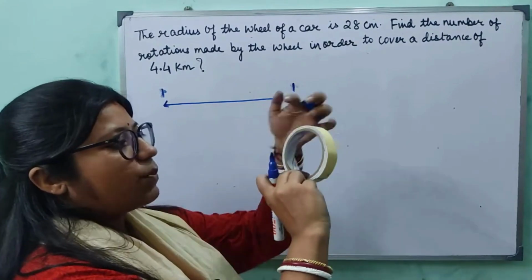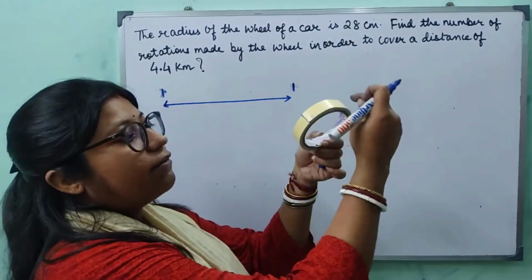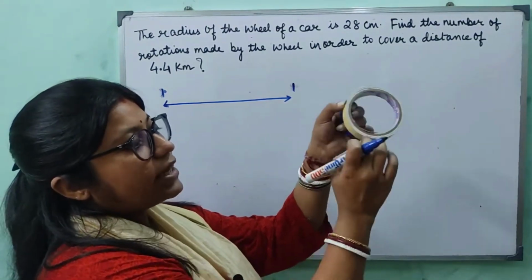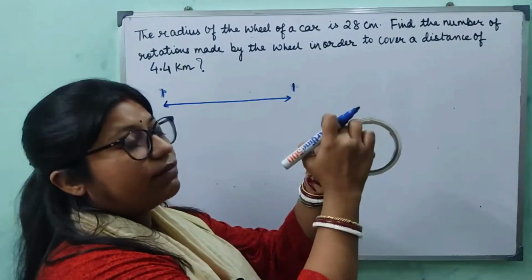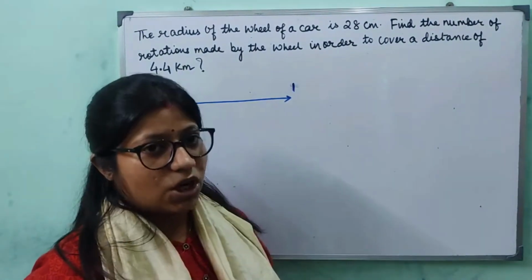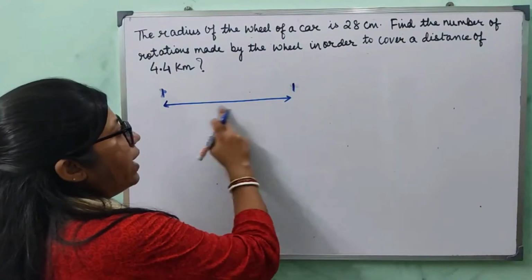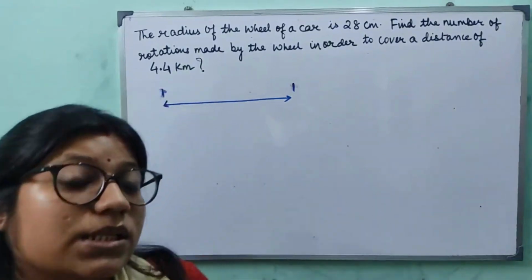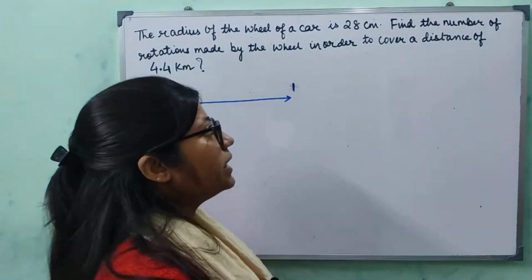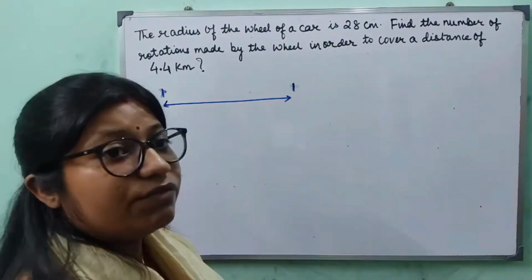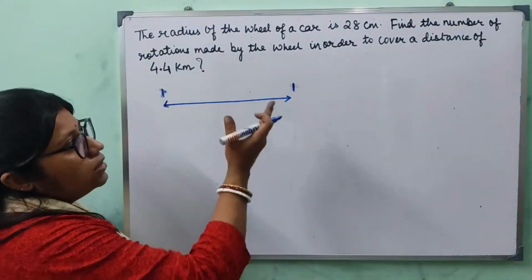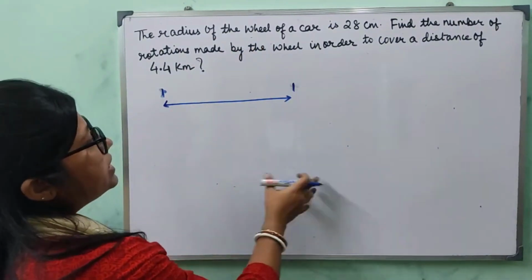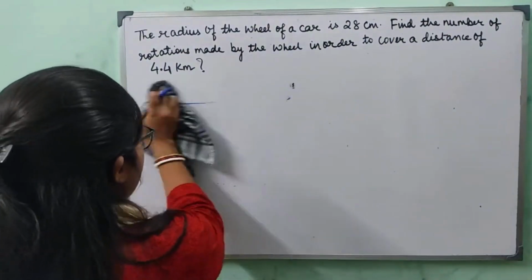So when I started from this blue mark, covered this entire distance and came back over here, what did I actually cover? For the circle, I covered the circumference of the circle. So the distance covered by the circle in one rotation is the circumference of the circle. This is the most important concept that we have to have while doing sums of this kind: the distance covered by the circle or the wheel in one rotation is equal to the circumference of the wheel.